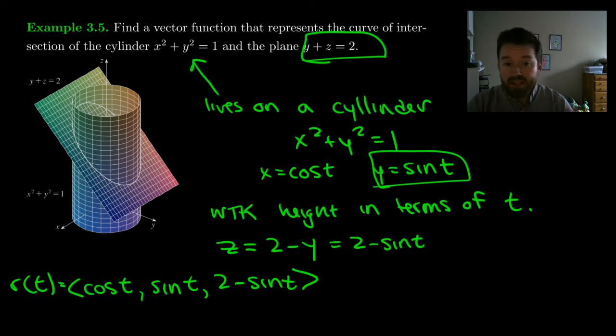So test it. Go into GeoGebra or go into your favorite three-dimensional graphing utility and actually graph this curve to see that it is a tilted circle. It is literally the intersection of the cylinder that we're looking at and the plane.